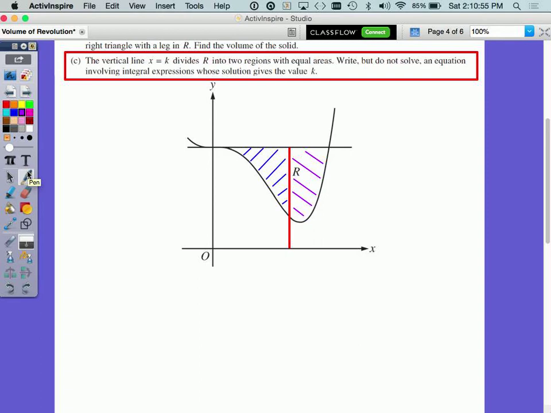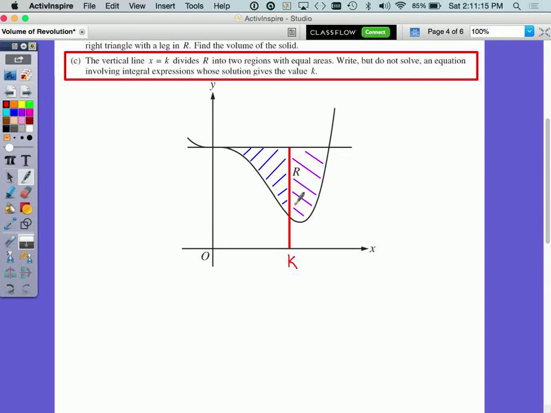So in order to figure out what this value of k should be, we just need to set up an integral expression that would get us this area, and an integral expression that would get us this area, and set those two expressions equal to each other.